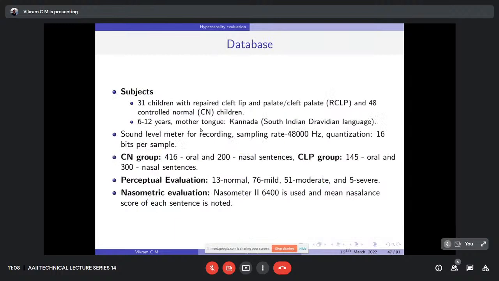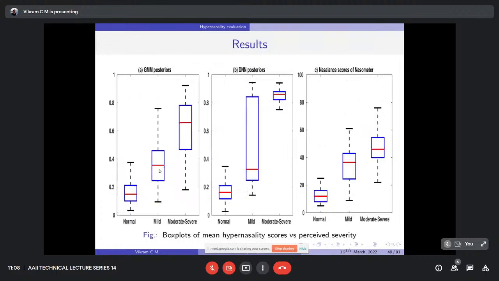The database used for this work was collected in the Kannada language, a South Indian language. After perceptual evaluation, the clinicians categorized the data into normal, mild, moderate and severe. For comparison, we used the clinical instrument, the nasometer. So these are the different scores we got. The model's posterior probability scores I kept in the form of a box plot here.